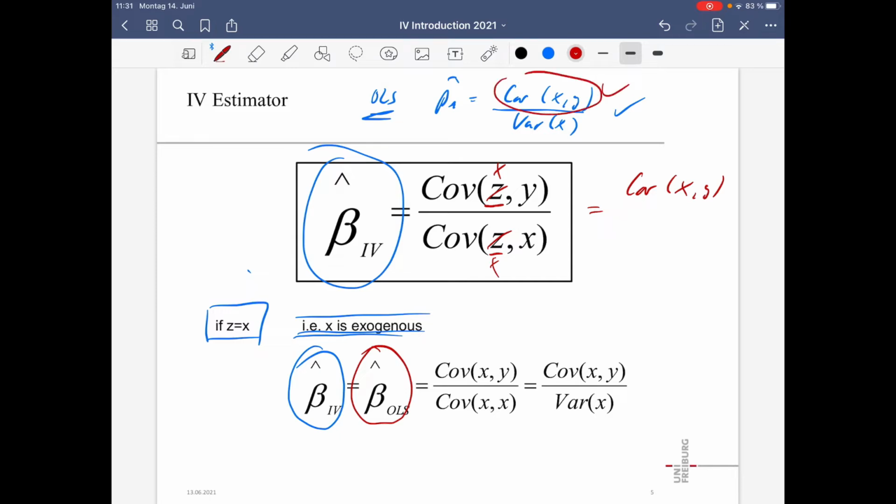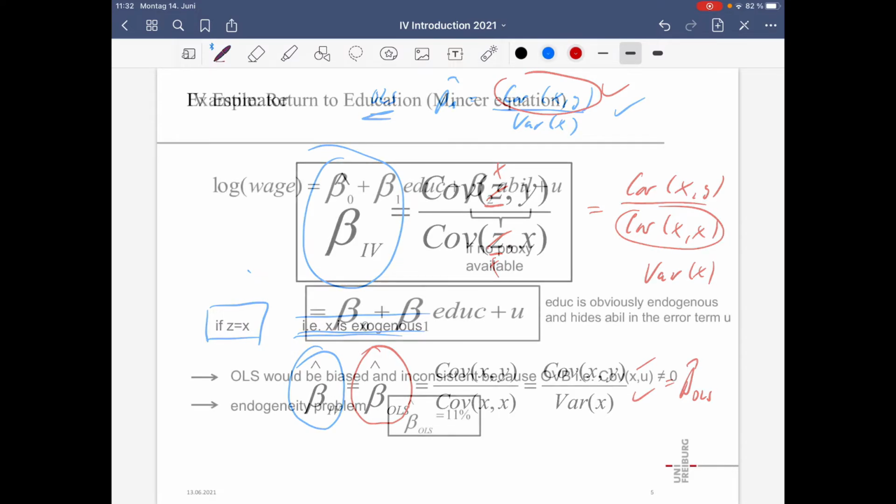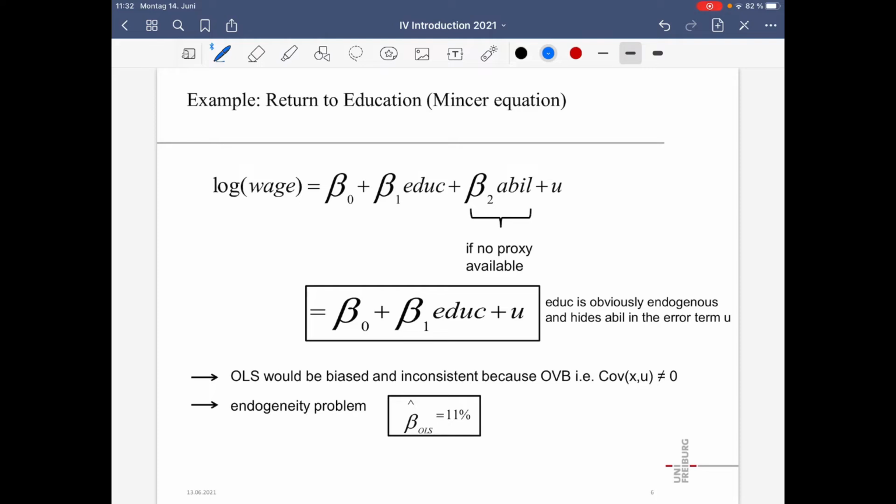That's what we already see in the numerator, divided by covariance xx, and we know from our covariance rules that covariance xx is variance x, and then it turns out that this is once again the beta 1 or the beta OLS hat. And so this is important to see, that the OLS estimator and the IV estimator coincide in case x is exogenous.